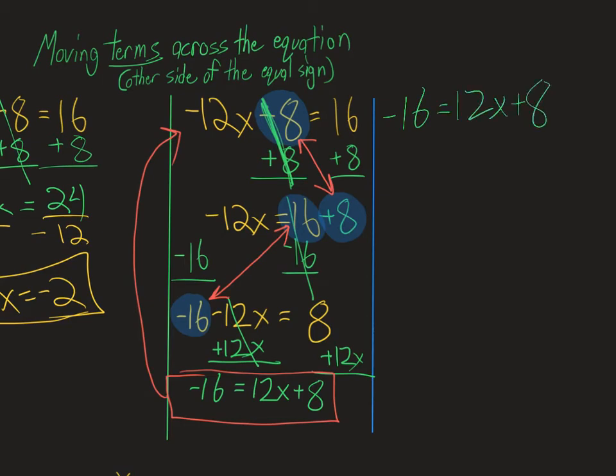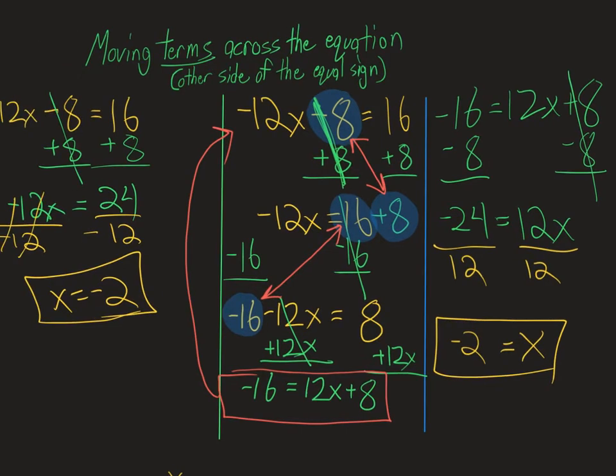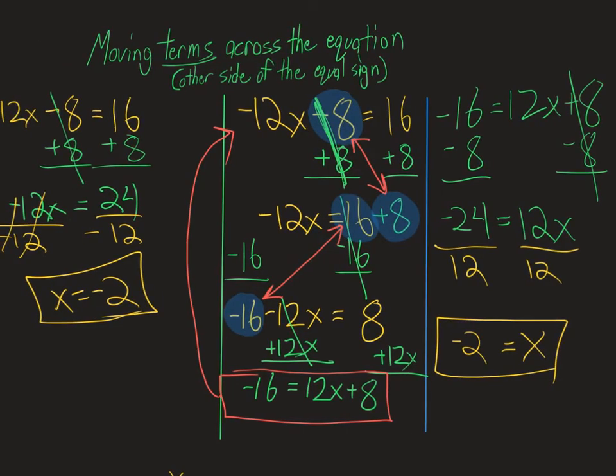We just moved everything around to different places. We flipped everything across. So now as I solve, the signs are different. I don't know if you noticed that. It used to be a -12, and now it's a +12. But when I divide, -24 divided by 12, ends up being -2.